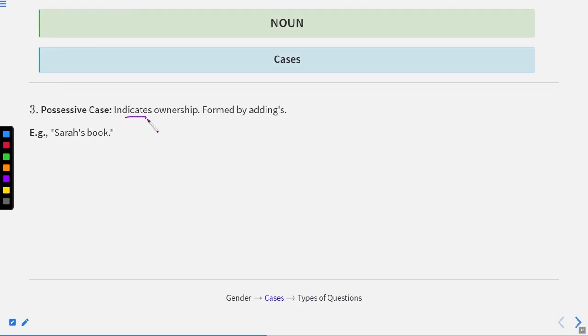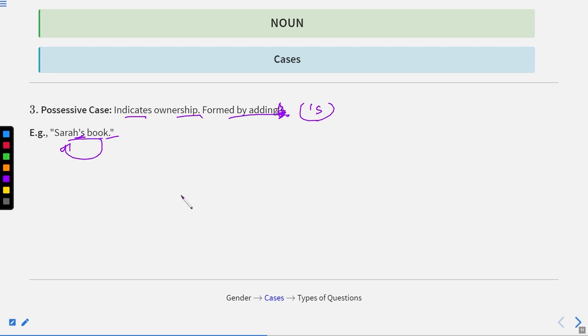Now, possessive case indicates ownership, formed by adding apostrophe s. Now, this is very important. It is by adding apostrophe s. This s is separate over here. Now, how do we use apostrophe s? That is Sarah's book. It means this book belongs to Sarah. So we have used apostrophe s to show the possession of this particular person.